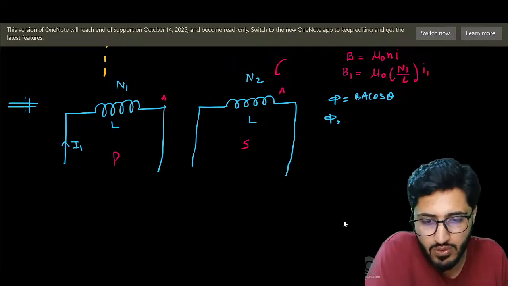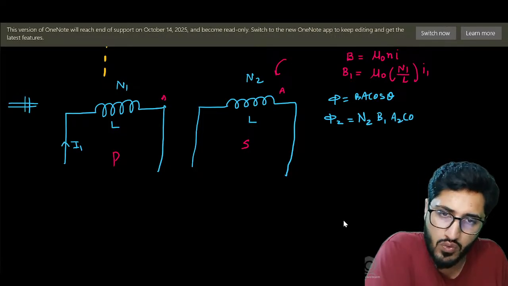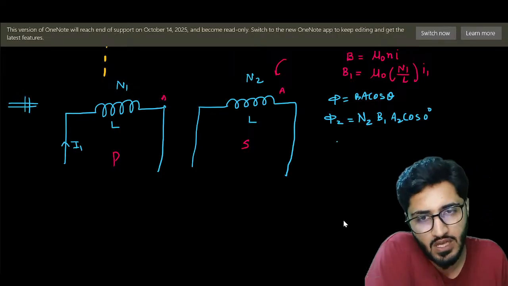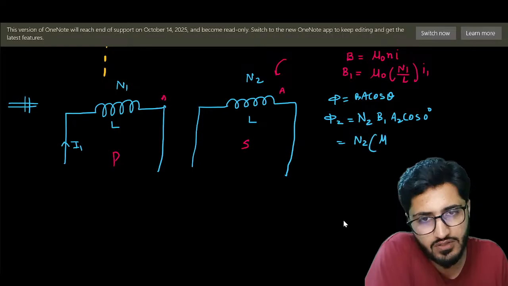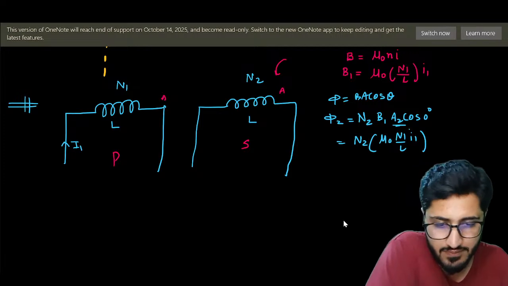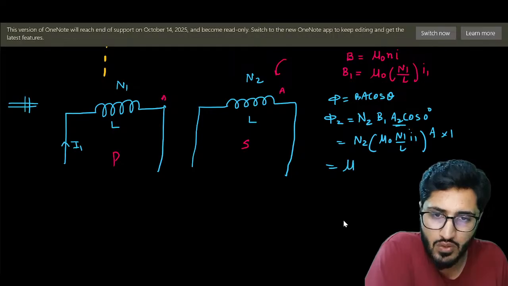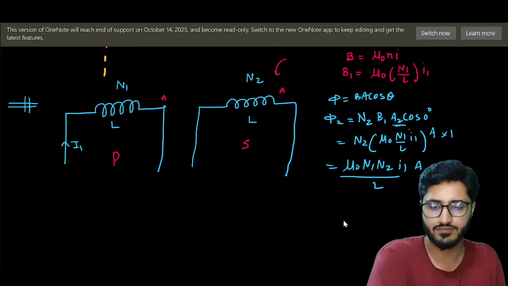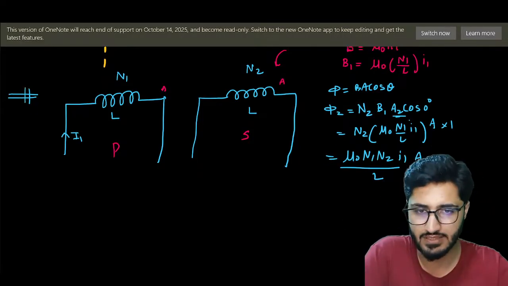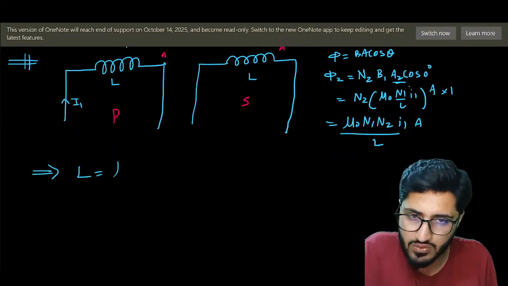I can write phi 2 equals to N2, B1, area 2, and cos 0 degree. N2 is N2. What is B1? B1 is mu naught N1 I1 by L. What is A2? Area of the secondary coil. I can write A, and cos 0 is 1. I can write here mu naught N1 N2 I1 divided by L times A. Listen to it now. So if we are having a solenoid, so L is equals to mu naught N squared A by L.